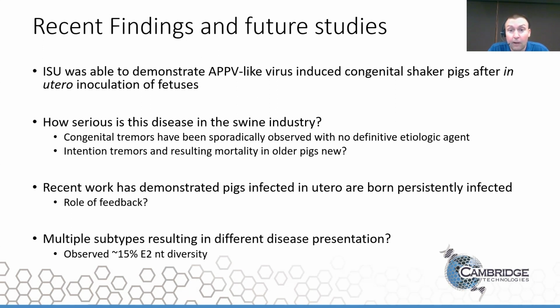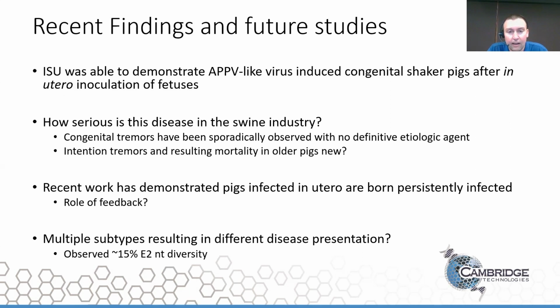Again, congenital tremors have been around for a long time. The intention tremors in older pigs, I think, is relatively rare, maybe a bit of a new presentation. But again, there's a lot of questions on this virus. A lot more research is needed. What is interesting, though, is a number of groups now have shown that if you take APPV and infect sows when they're pregnant, the fetuses are infected in utero and they're born persistently infected. So again, I'm going to touch on this later, the use of metagenomic sequencing for feedback.